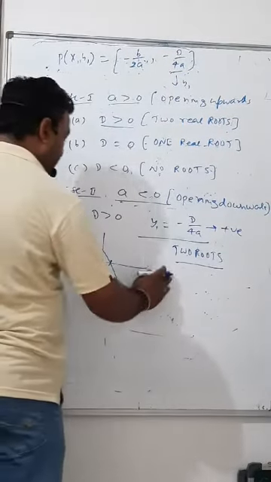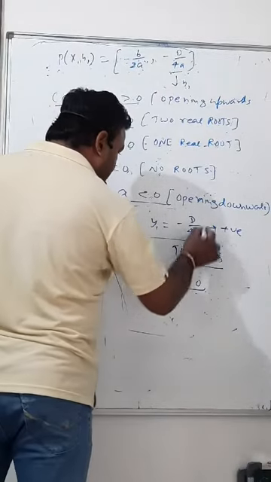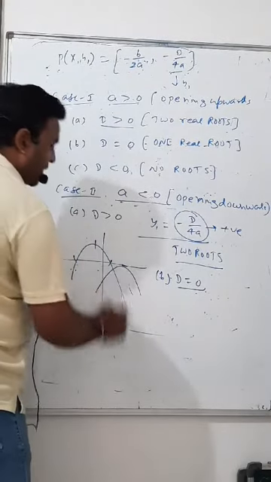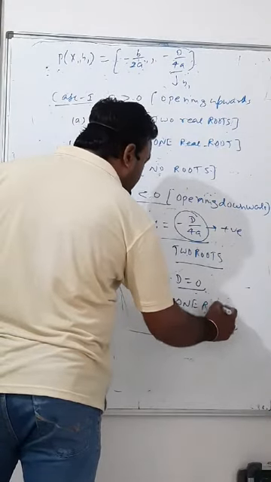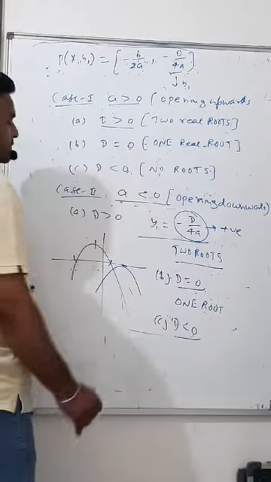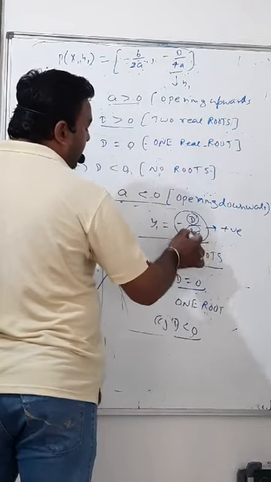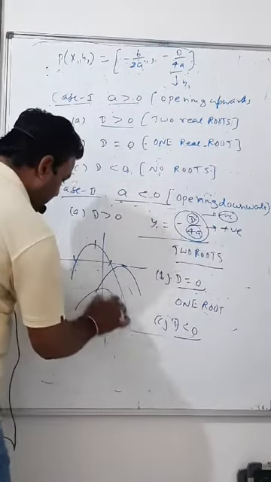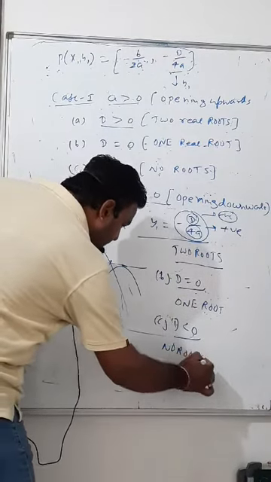Same way, I move forward. For the b point, d is equal to 0, this will become 0. It will be touching the x-axis at 1 point. I have one root. And lastly, if I have d less than 0, then d negative, a negative, it all becomes negative. Then it will be like this. That means no roots.